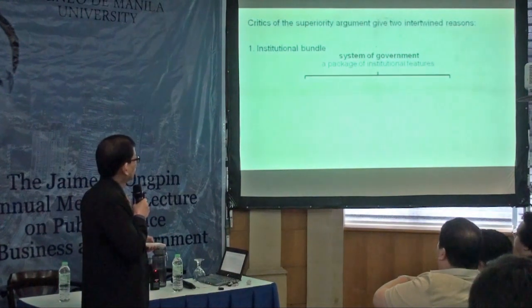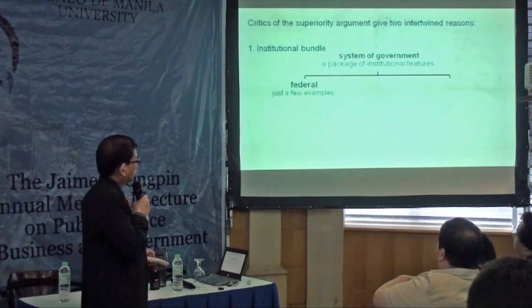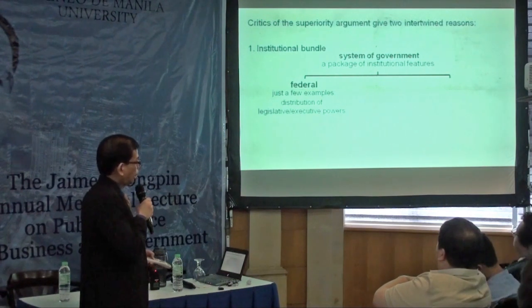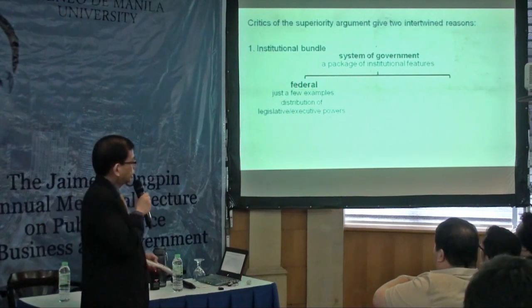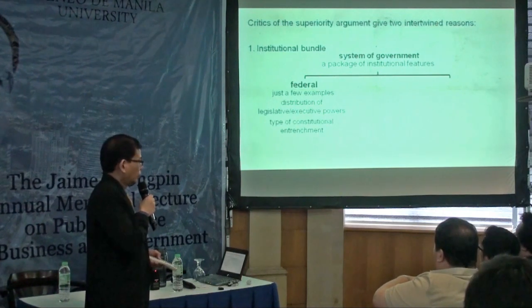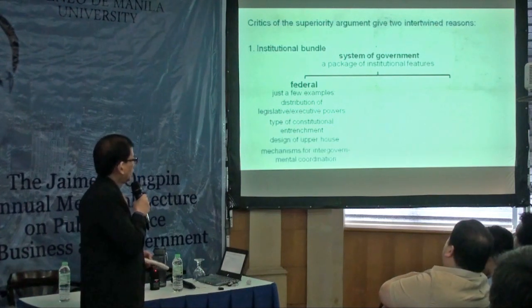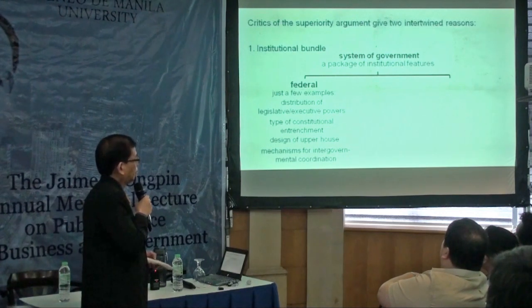For example, a federal system of government, and this would be just a few examples, where the performance of a federal system would actually depend on its distribution of legislative executive powers, the manner or type of constitutional entrenchment, the design of the upper house, mechanisms for intergovernmental coordination.